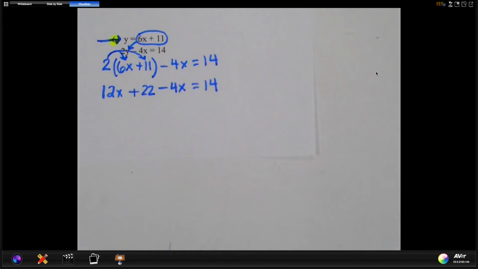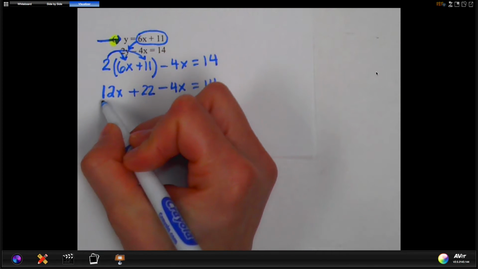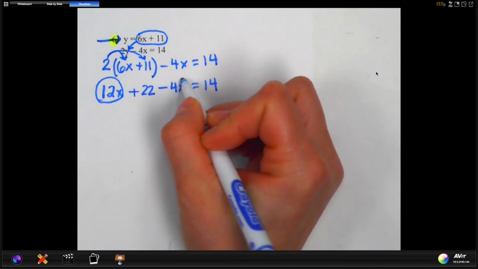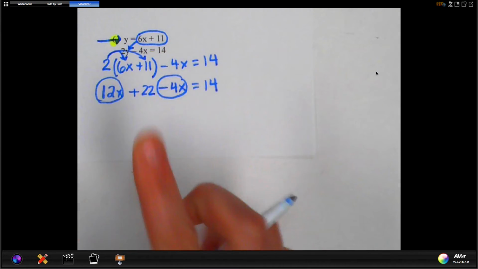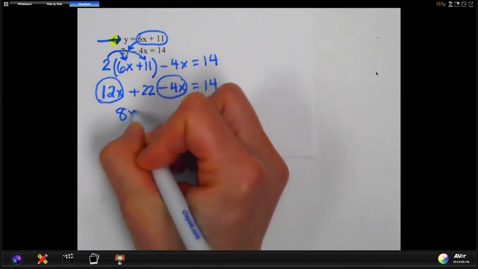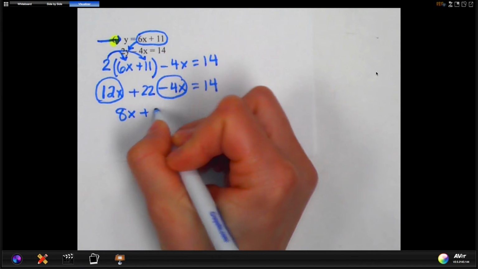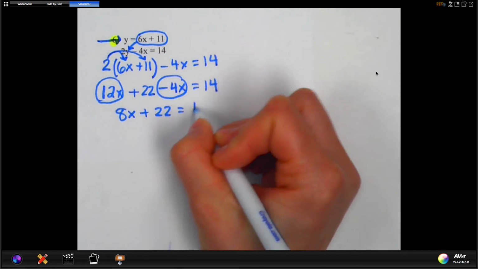Okay, now we've got to look. Do we have anything to multiply or do we have any like terms? And we do. We have like terms. 12x minus 4x, those are like terms. So 12x minus 4x is going to give us 8x. Bring down our plus 22, our equals, and our 14.